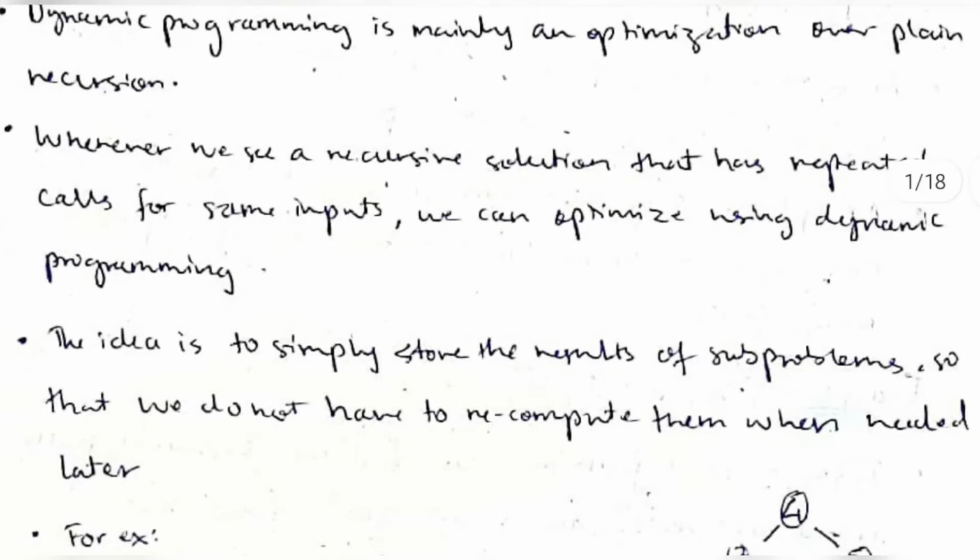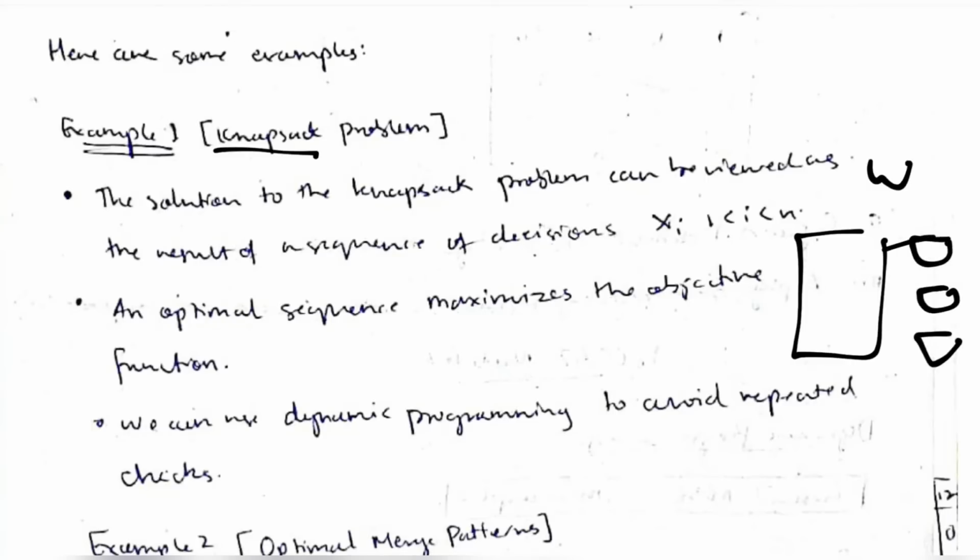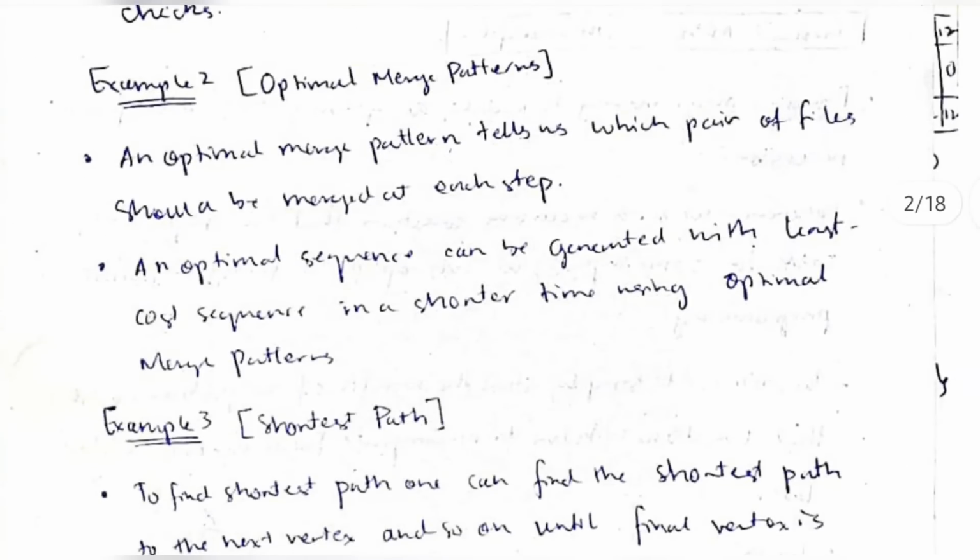There are very many wide applications of dynamic programming. Let's see a few of them. The first one is the knapsack problem. In the knapsack problem, we are given a weight limit and a set of items. You have to calculate which items can fit within the given weight while maximizing the profit. So we'll be using dynamic programming to solve this problem. The second is optimal merge patterns. It means arranging all the files in a sequence in a shorter time using optimal merge patterns. For this also dynamic programming is used.